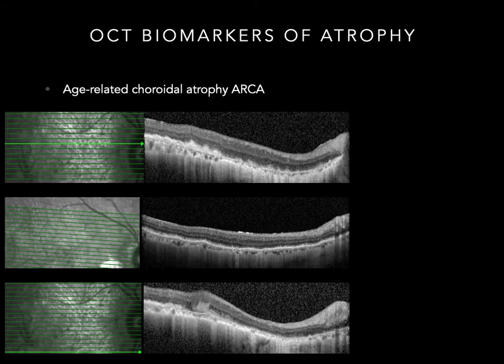The biomarker number 4 is leptochoroid, or age-related choroidal atrophy. It means the presence of accelerated global choroidal thinning with rarefaction of choroidal vessels and the loss of choroidal pigmentation, usually seen in patients with reticular pseudodrusen, and its presence may carry the risk of glaucoma in such patients.